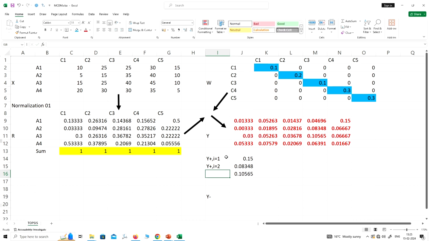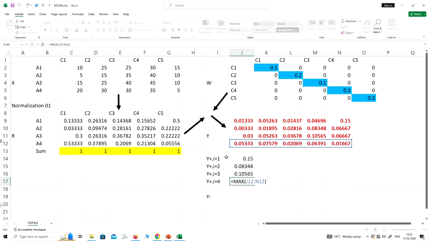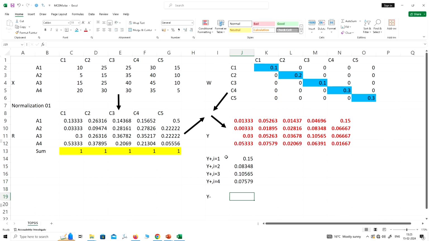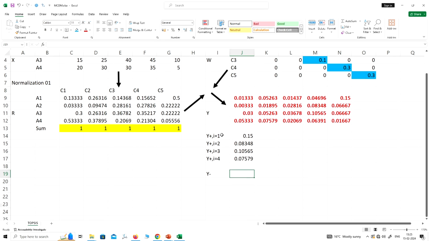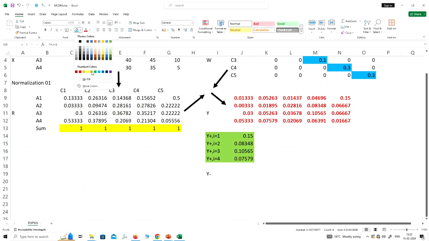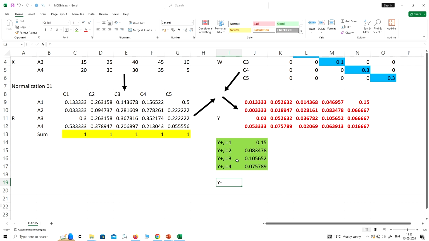So, I do it for 3, and finally for 4, and this is the fourth value. All the max values have been calculated. I will highlight it with some color, so let it be light green here. Zoom in for better visibility. I will share this, so you will understand.